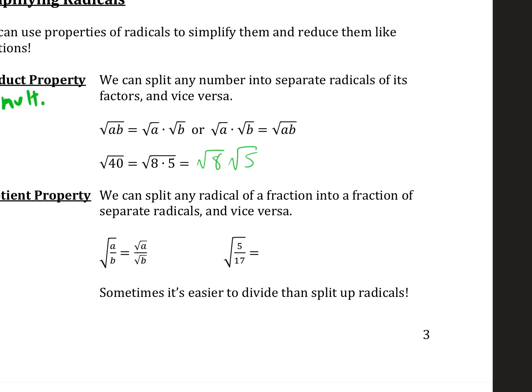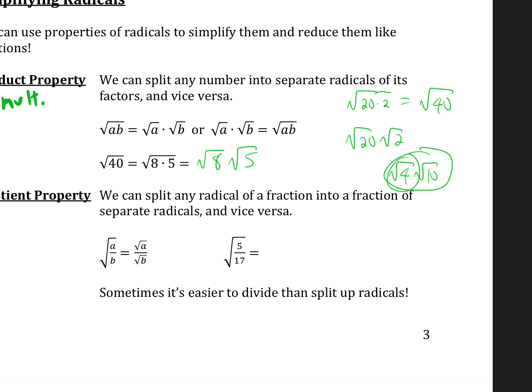What else multiplies to 40? Well, we know 20 times 2 equals 40, right? So I could also write this as square root of 20 times square root of 2. Or I could do square root of 4 times square root of 10, right? So those are all different ways we can write square root of 40. But this last one is going to be the most appropriate because we're looking for perfect squares. And 4 is a perfect square, so that's going to be a little bit nicer.